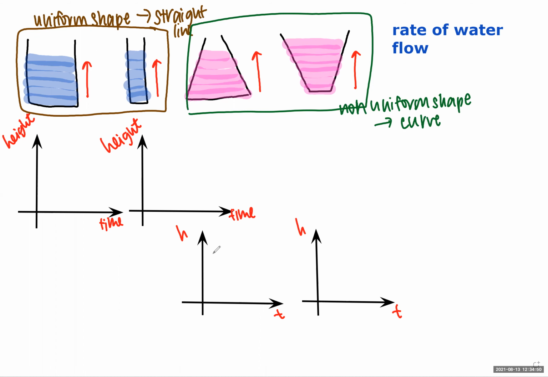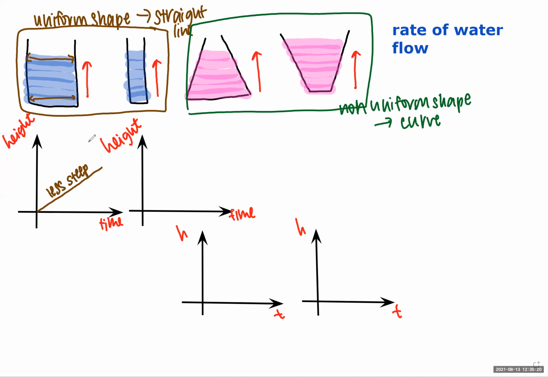So let's start with this. Why is it a straight line? Because it's uniform. You can see, right? This part here is the same as the one on top. Over here, because this glass is fatter than the other glass, the rate of flow of water is going to be slower. So it's still going to be a straight line graph, but it's going to be less steep.